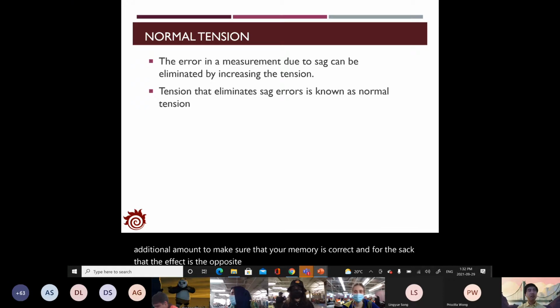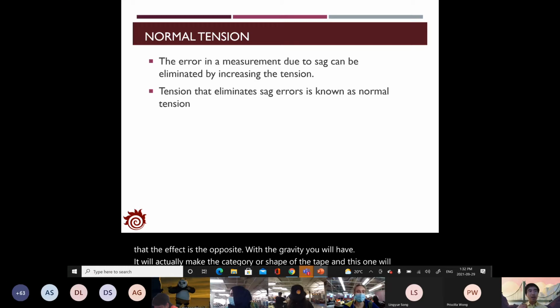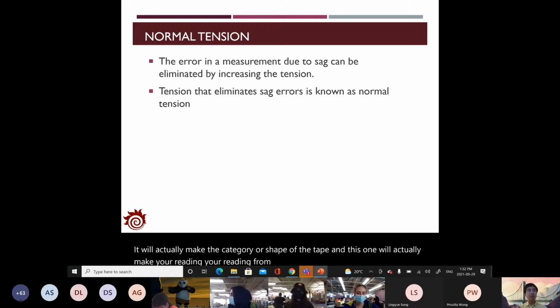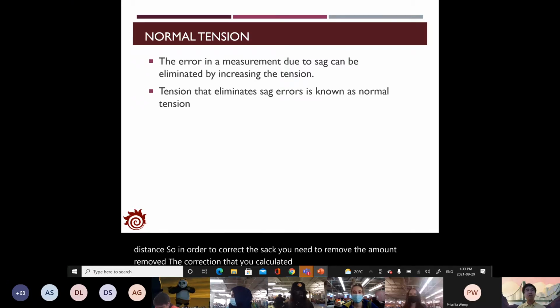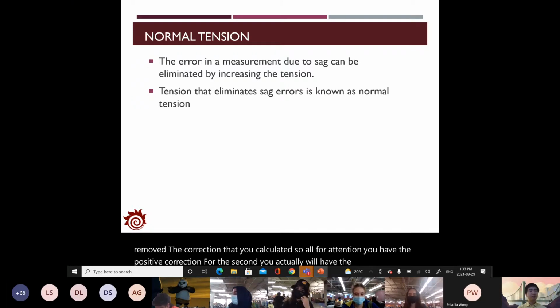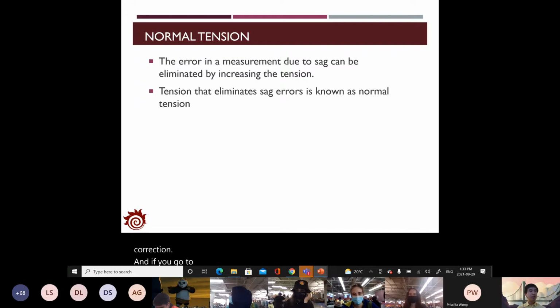With the gravity, it will actually make the catenary shape of the tape, and this will make your reading from the tape larger than the true distance. So in order to correct the sag, you need to remove the correction that you calculated. So for the tension, you have the positive correction. For the sag, you will have the negative correction. And in the actual measurement, the impact of the tension and the impact of the gravity will happen at the same time.